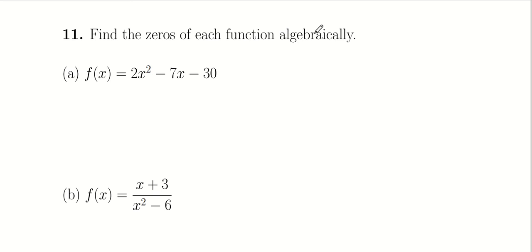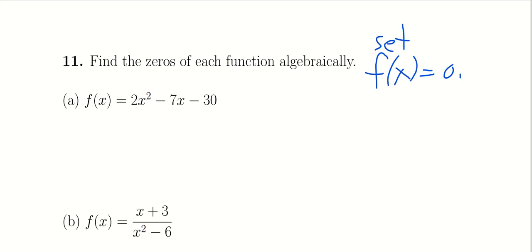In the next part, we want to find the zeros of the function algebraically. To find the zero of a function, we're looking for where we get an output equal to 0. So to do this, you simply set the function equal to 0, and then you solve for the variable x.